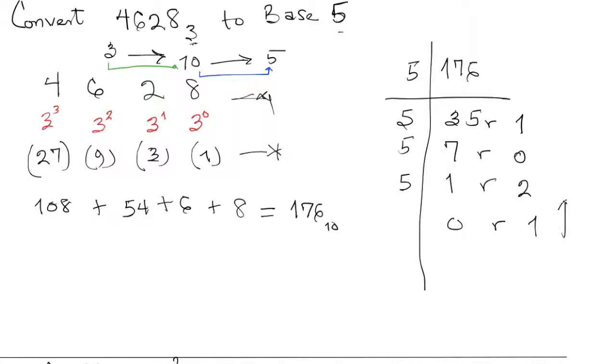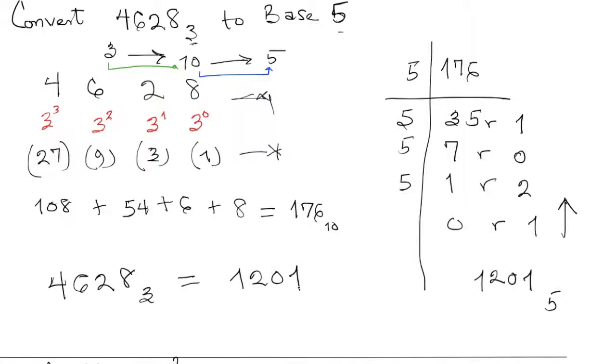So we write our remainders from down up, and what we have is 1, 2, 0, 1 in base 5. So essentially what we're saying is 4, 6, 2, 8 in base 3 is equal to 1, 2, 0, 1 in base 5. And that's how it's done. So remember, when you're asked to convert from a base that is not base 10 to another base that is not base 10, the first step to concluding that sum is to convert first to base 10 and then convert from base 10 to whichever base you're converting to.